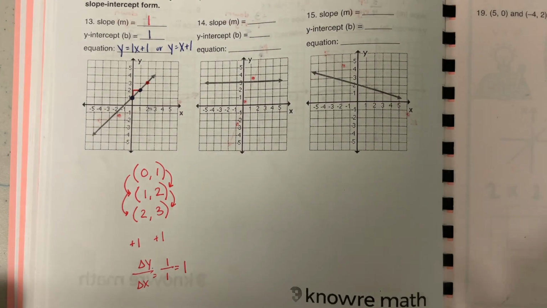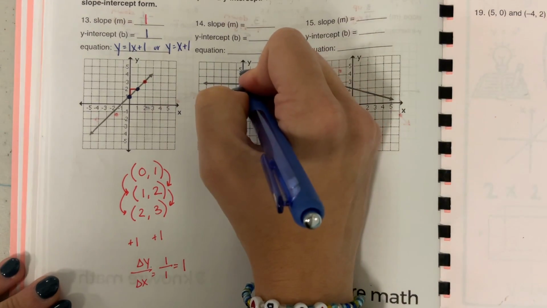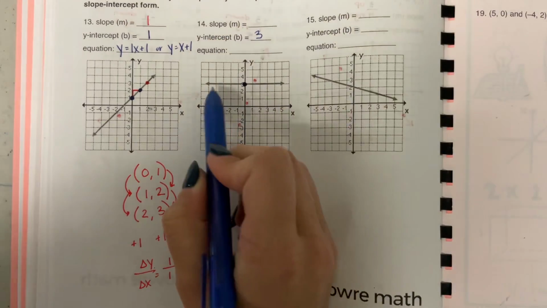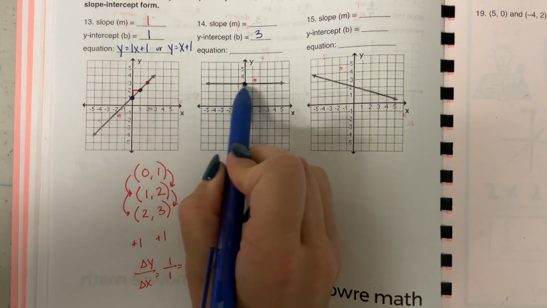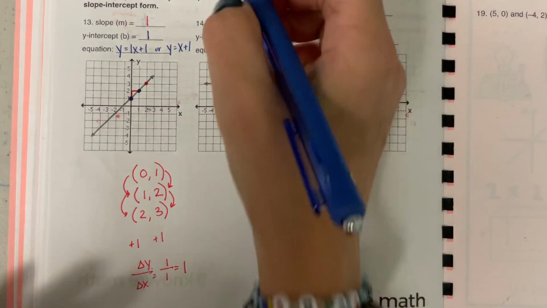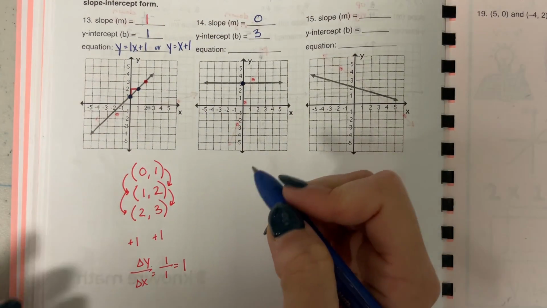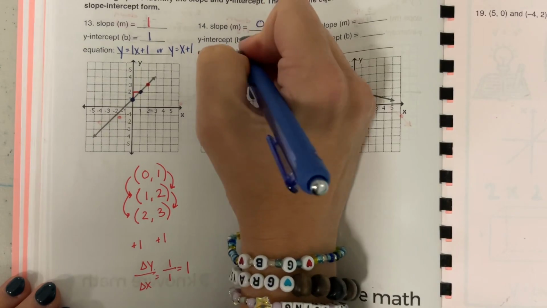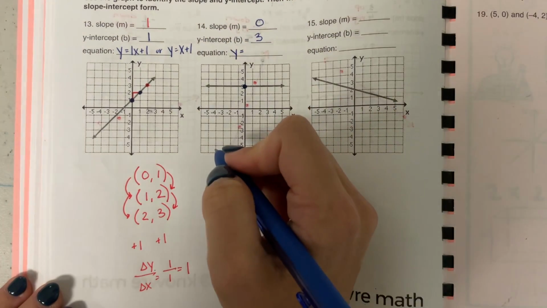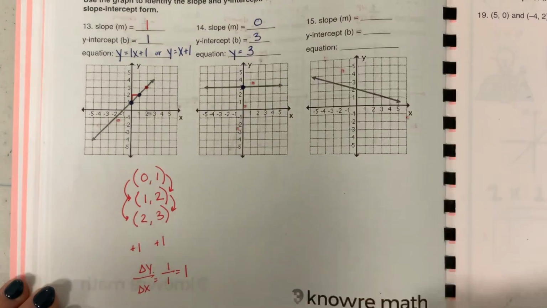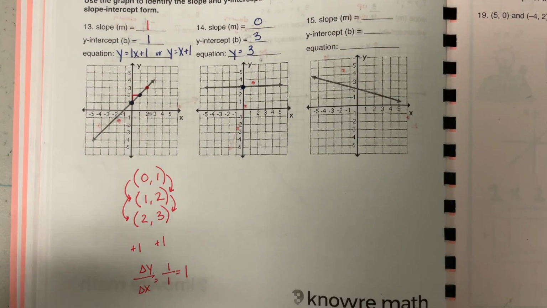For number 14, we can identify that our y-intercept is crossing our y-axis at +3. I notice that this is a flat line. It's not going up or down, meaning my slope is 0. When we write the equation y equals mx plus b, my answer is 0x, so we don't have to write that, but we do have to put the +3. The equation y equals 3 represents that graph.